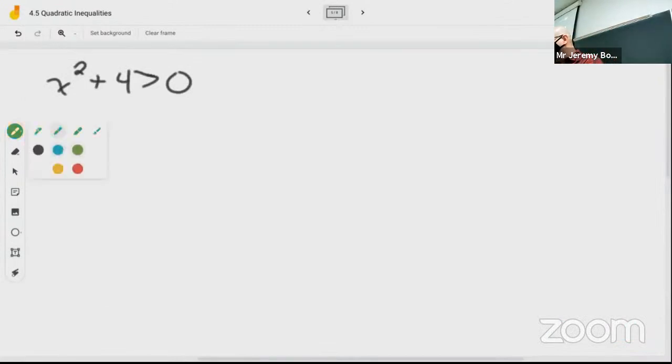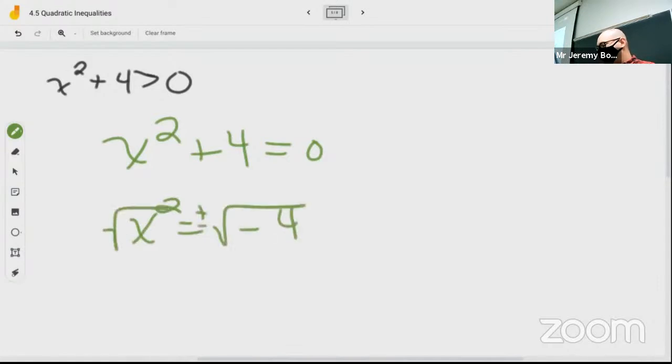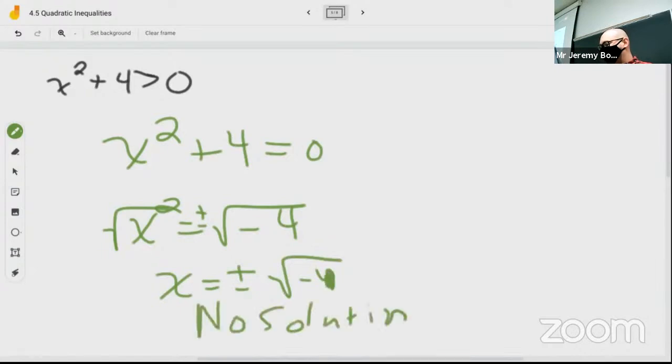All right, so for this one, one side's already 0, so let's set it equal to 0. And if we try to solve this, I'm going to do the square root method. You can do whatever you want. You can't factor it, but you can do other stuff. So quadratic. And when we try to take the square root here, remember this is going to be plus or minus. We get x is equal to plus or minus the square root of -4, which is not a real number. That means there's no solution, which means there is no x-intercept. Questions on that?